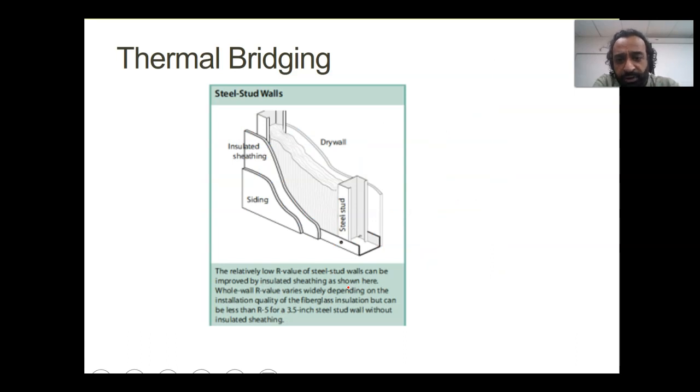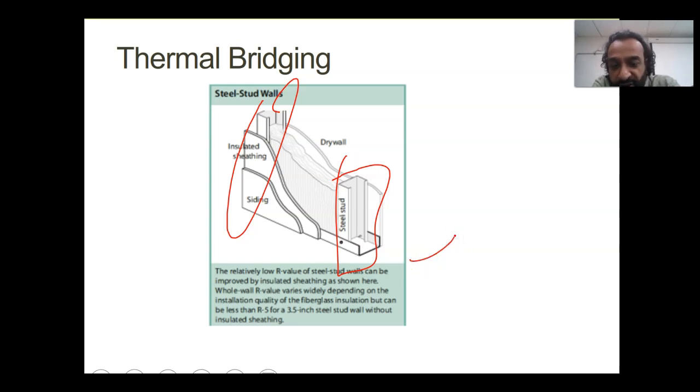So thermal bridging, that's what we talked about, is when we have steel studs and some drywall, and we probably have a lot of temperature going through the steel rather than the insulation itself. So the relatively low R value of steel studs can be improved by insulating sheathing, as shown here. We can put sheathing in front of the steel studs to reduce that. But again, you're still going to have a lot of bridges of temperature going through the steel.